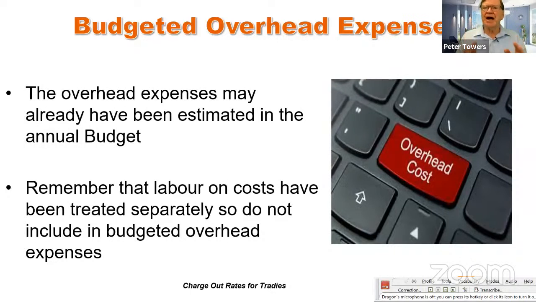Obviously, already we have labour on cost. We've got the cost of the labour for all people, including the working owners. And now we've got overhead expenses, which also have to be included. Just as a reminder, don't include labour on costs in the overhead expenses, because we've already included them as part of the original calculation for the labour on costs.